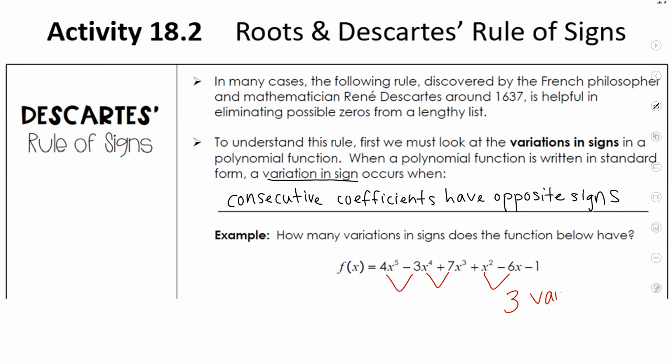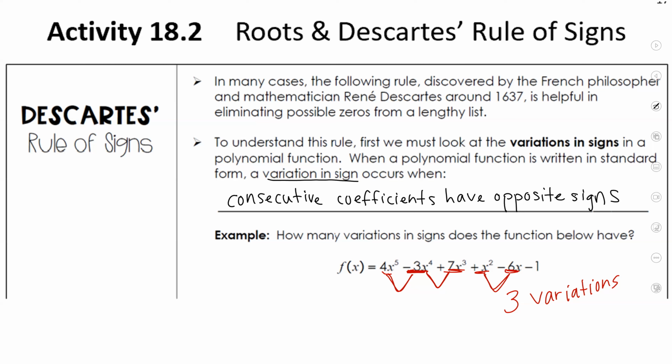That is 3 variations. Consecutive means in order. Consecutive means back to back. So it goes from here to here. It went positive to negative. That's 1 variation. This one went from a negative to a positive. That's another variation. Then this went from positive to being negative. That is a third variation. Does it make sense what a variation is?